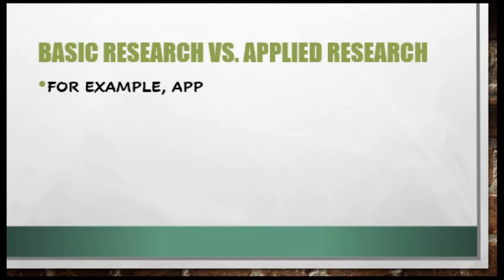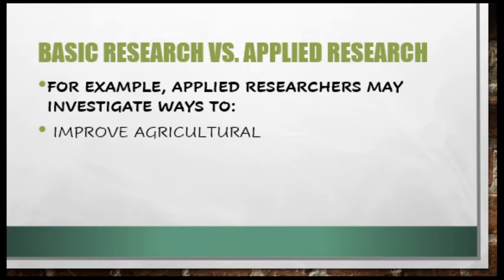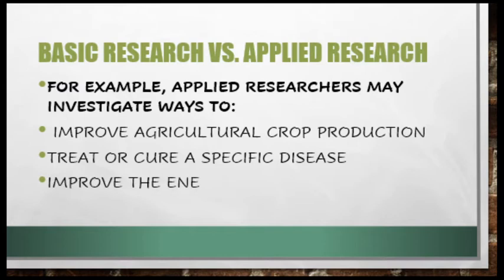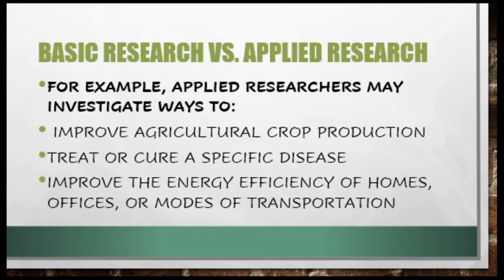For example, applied researchers may also investigate ways to improve agricultural crop production, treat or cure a specific type of disease or illness, or improve the energy efficiency of homes, offices, or modes of transportation. Okay, so those are examples of areas where applied research can be done.